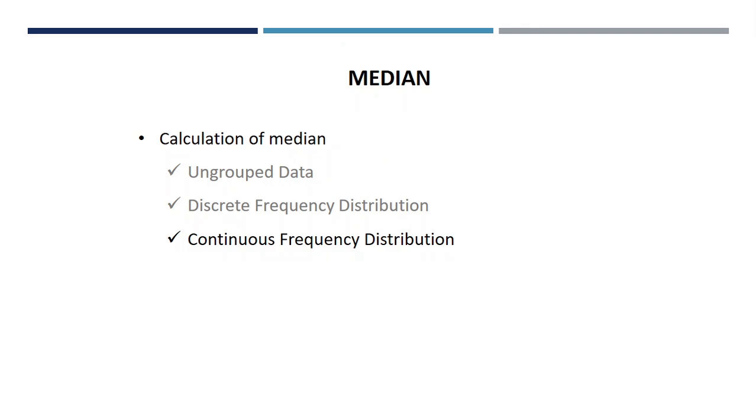In the previous session, we have studied the calculation of median for ungrouped data and for the discrete frequency distribution. Now we are going to see the calculation of median for the continuous frequency distribution. In continuous distribution, we are given the classes and their respective frequencies.